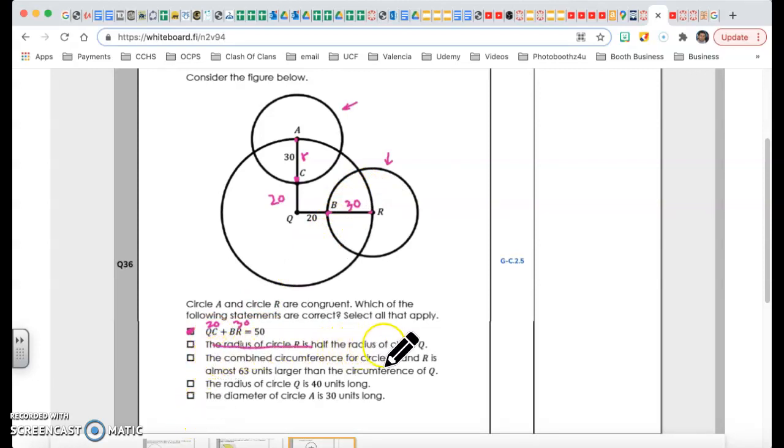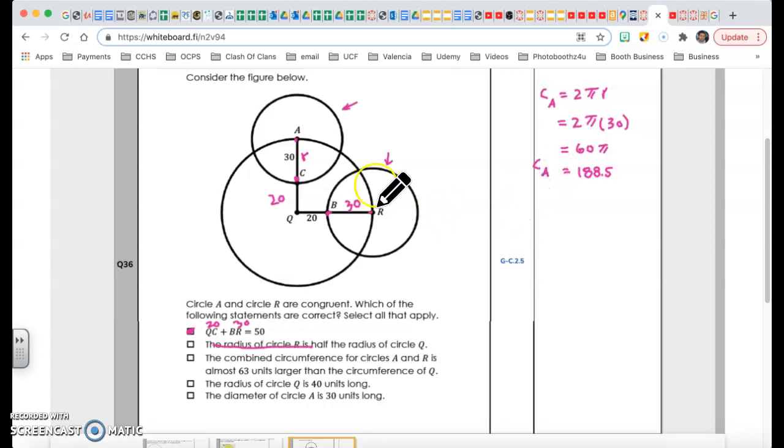The combined circumference for circles A and R is almost 63 units larger than the circumference of Q. So they're saying circumference for A and R. Circumference for A is 2 pi radius. How much is my radius for A? It's 30. I gotta put this in the calculator. So 2 times pi times 30 is, well, obviously 60 pi, right? 2 times 30 is 60. But I want a decimal here. So that's gonna be 188.5. If I multiply this in my calculator, I'm gonna get 188.5. Do I have any units? I don't have any units, doesn't matter. So this is the circumference for A.